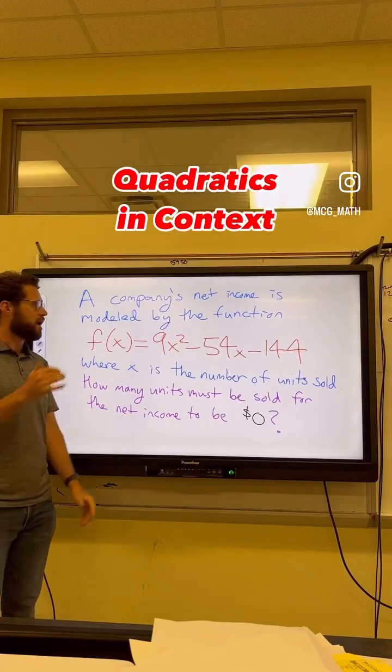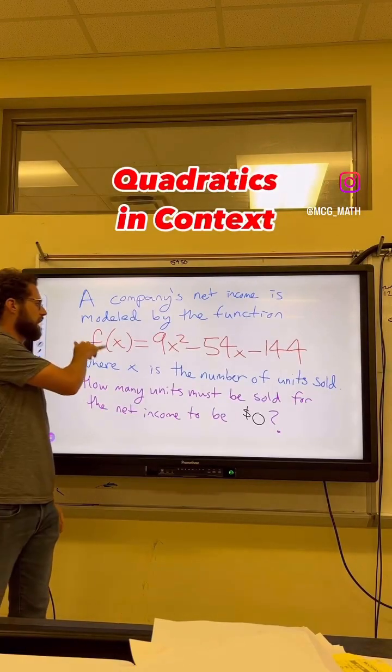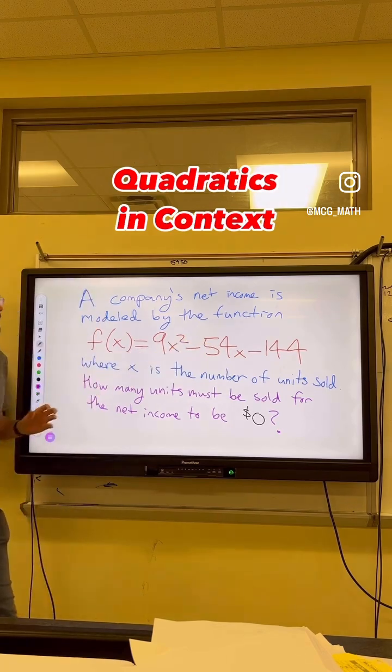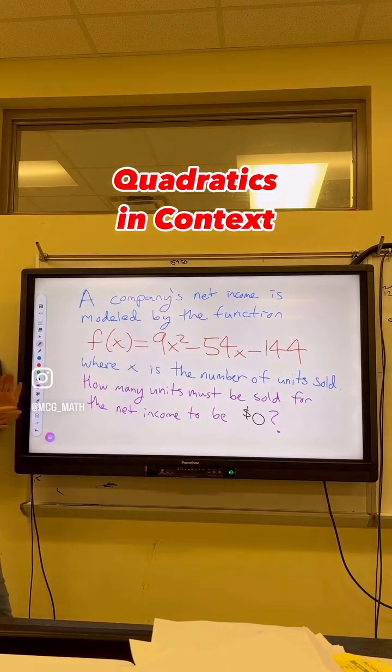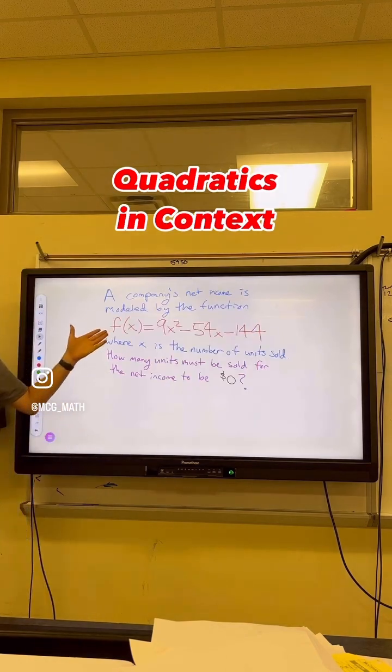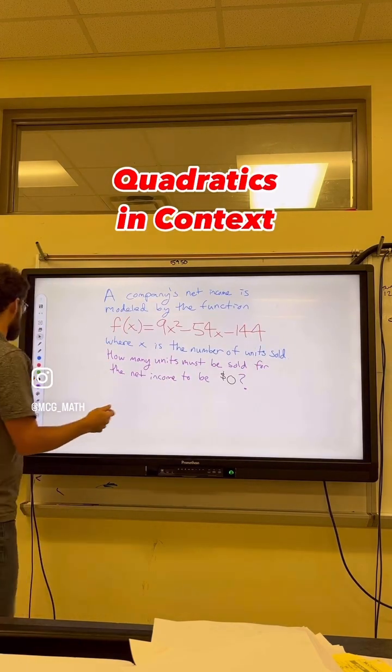In this problem, a company's net income is modeled by the function f of x equals 9x squared minus 54x minus 144, where x is the number of units sold. How many units must be sold for the company to have a net income of 0? The net income is the f of x part, the x is the number of units sold. So we can set that equal to 0.